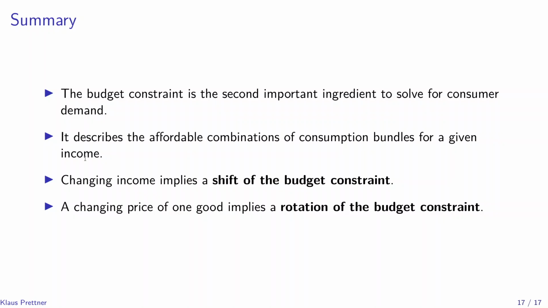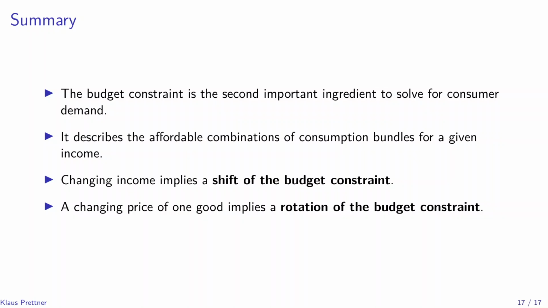So to summarize, the budget constraint is the second important ingredient that we need in order to solve for the behavior of consumers and then consumer demand. So together with the utility function, the budget constraint then is the side constraint that we can set up for a utility maximization problem where the outcome then is a demand function. The budget constraint describes the affordable combinations of consumption bundles for a certain given income level. All the consumption bundles along the budget constraint and to the left they are affordable, and to the right they are not affordable.